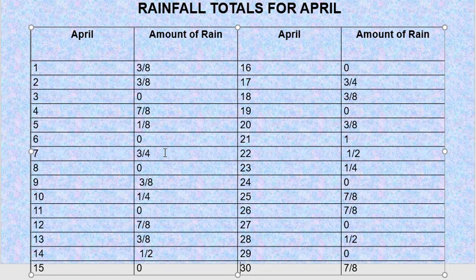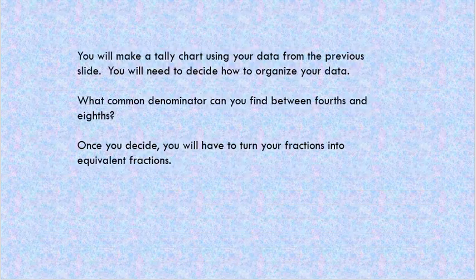Now, take some time with your paper and pencil, pause your video, and organize your data into a tally chart. Begin your video again when you are ready to continue. You'll be making a tally chart using your data from the previous slide. Decide how to organize it. What common denominator can you find between fourths and eighths? Once you've decided this, you will turn your fractions into equivalent fractions.